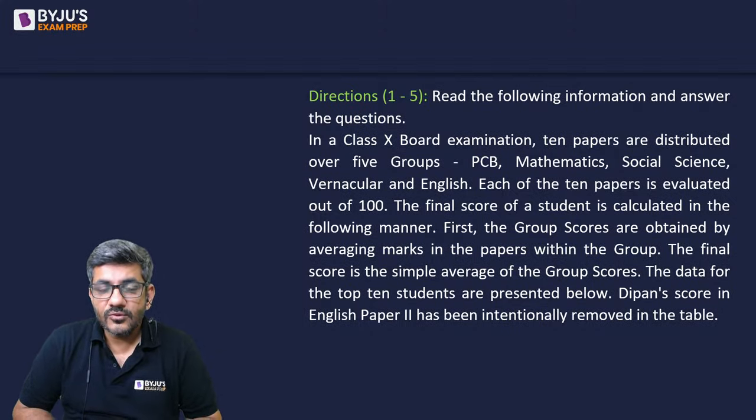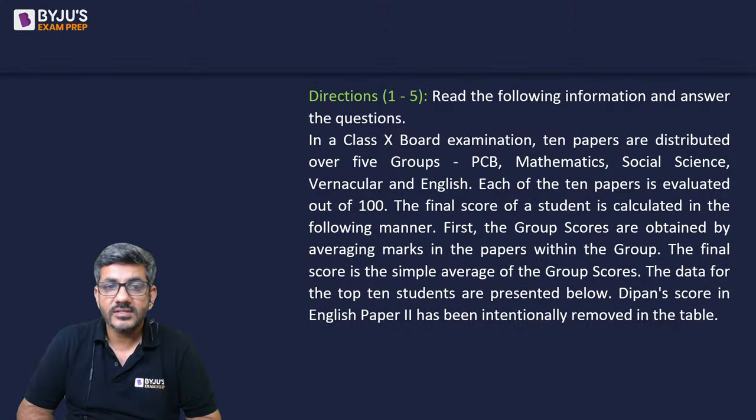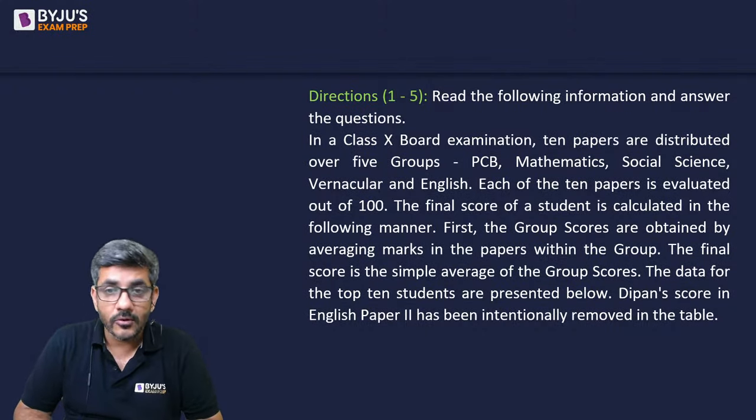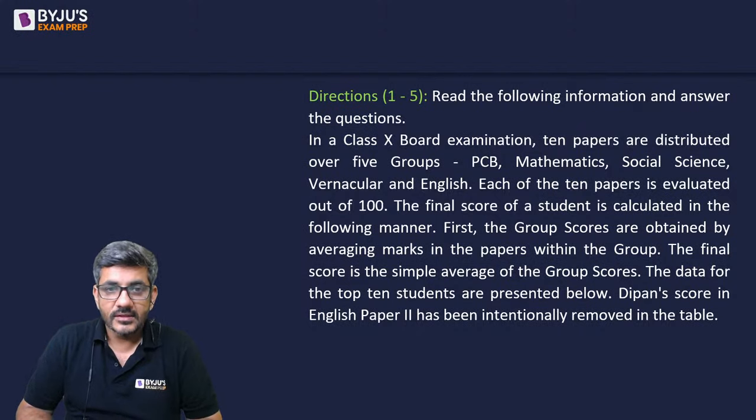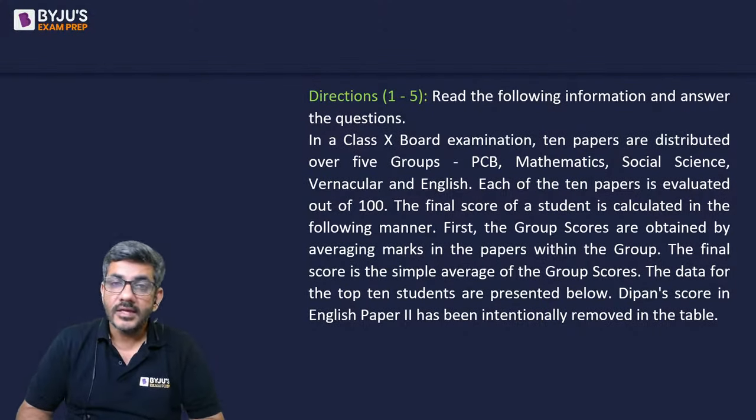In a class 10th board examination, 10 papers are distributed over 5 groups. The groups are PCB, Mathematics, Social Science, Vernacular, and English. Each of the 10 papers is evaluated out of 100. The final score of a student is calculated in the following manner. First, the group scores are obtained by averaging marks in the papers within the group. The final score is the simple average of the group scores. The data for the top 10 students are presented below. Deepan's score in English paper 2 has been intentionally removed in the table.